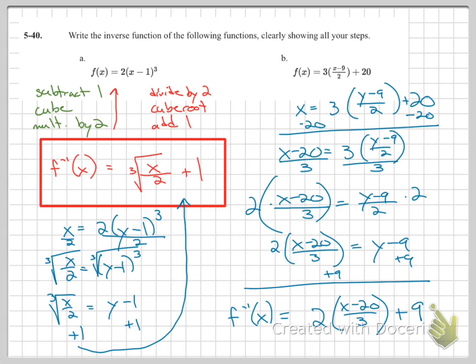Hopefully you guys are getting better at being able to find the inverse function. My -1 doesn't look too good. It's f to the -1. Make sure you can tell what that says. Okay, that's it. Hopefully this helped.